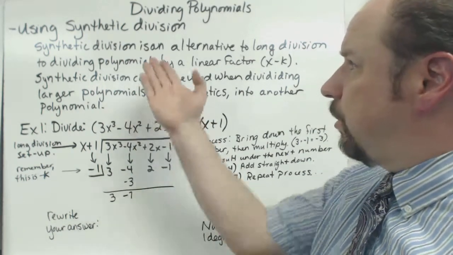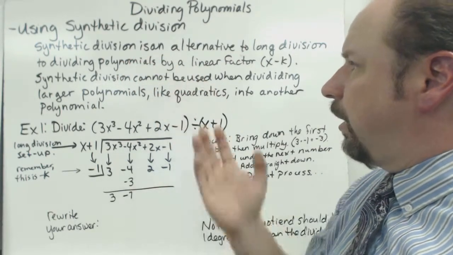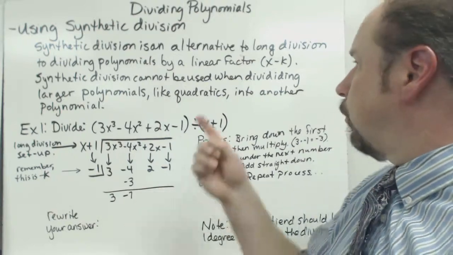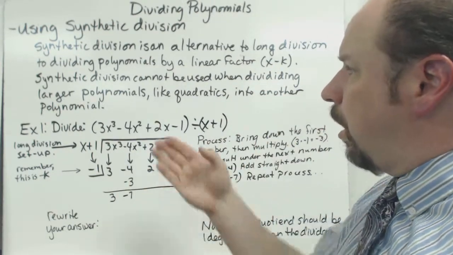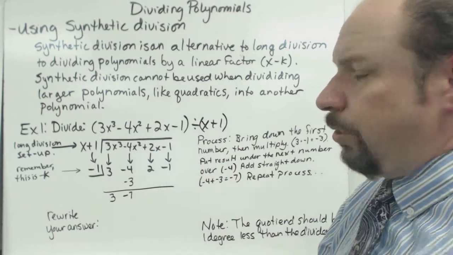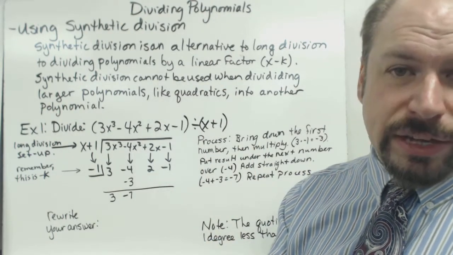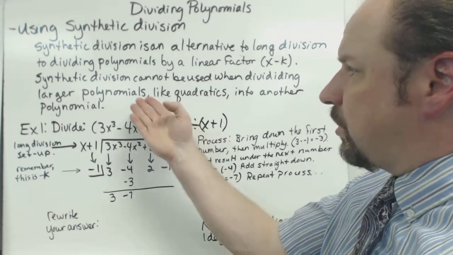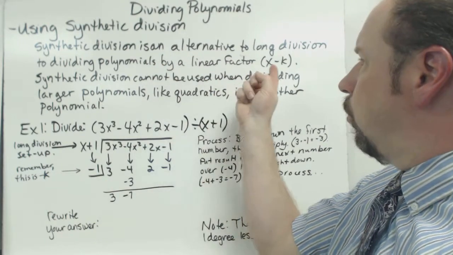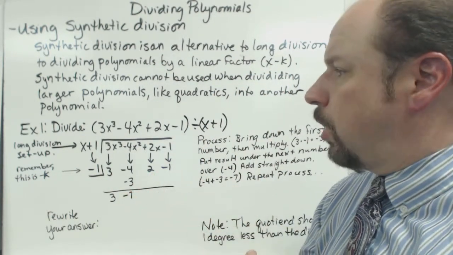So synthetic division is an alternative to long division that we can use to divide polynomials by linear factors of, say, x minus k, where k is some constant. Synthetic division cannot be used when dividing larger polynomials, for example, like a quadratic into a larger polynomial. So that's when we will not use it. It will only be when we have some linear factor x minus something.